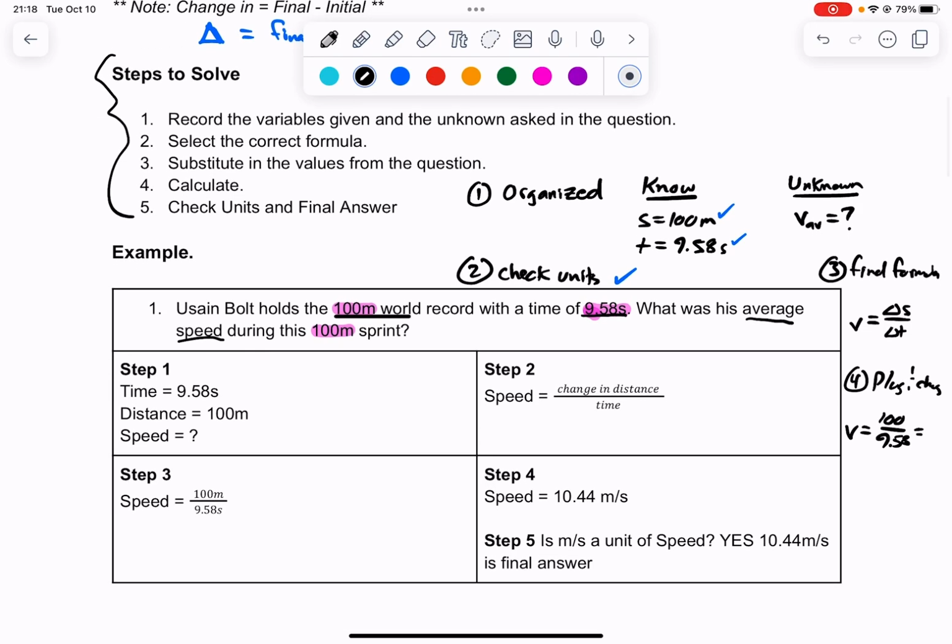And so when we get over here, we then find the correct formula. The correct formula here is change in distance over the change in time. So we have 100 divided by 9.58. And when we calculate that, what we wind up getting is a value of essentially 10.1 meters per second. That's a scalar quantity, so we don't care about the direction. That just gives us the average speed at which Usain Bolt ran.